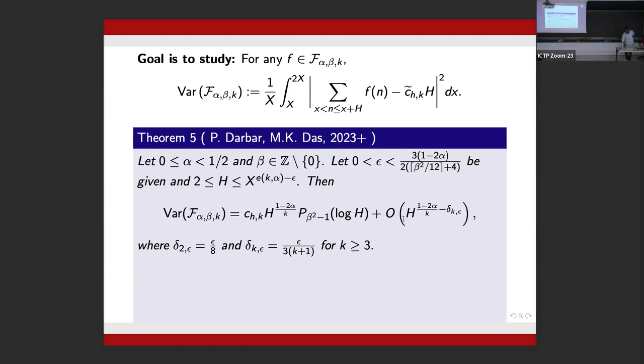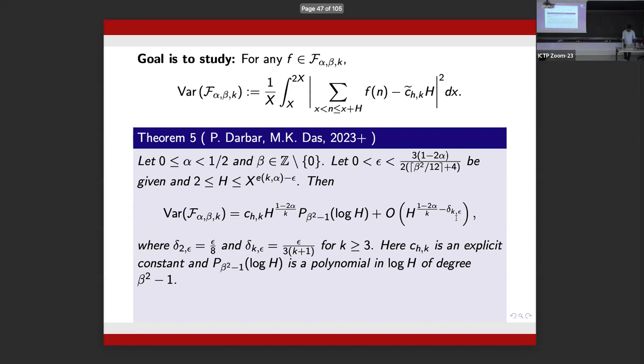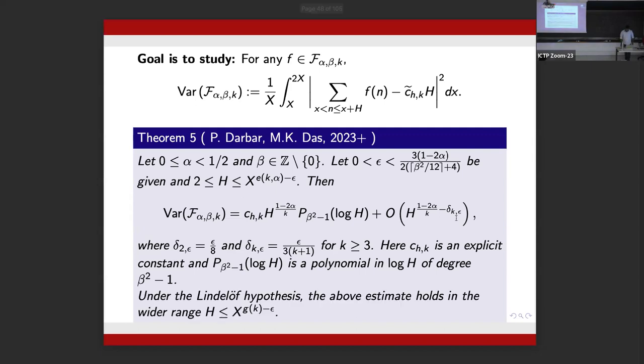The main point is that the error has some power cancellation. That is not possible by using the Perron formula as well as other things. As well as Barban-Selberg, there is a technique that is also difficult to apply here to get power saving. In the case depending on k, we get this delta_k epsilon, which is epsilon by 8 when k equals 2, and when k is bigger than or equal to 3, it is like epsilon by 3 times (k plus 1).